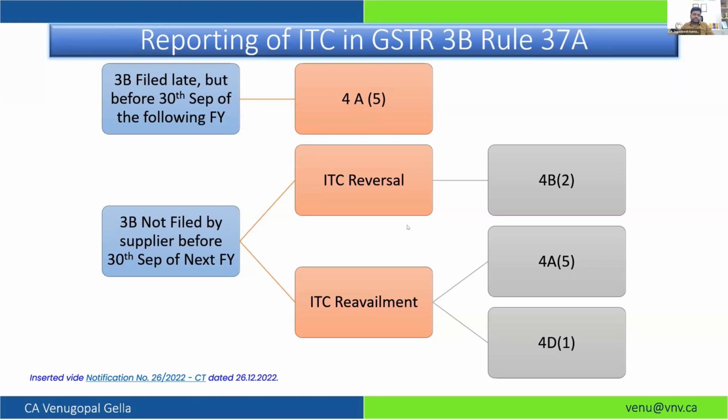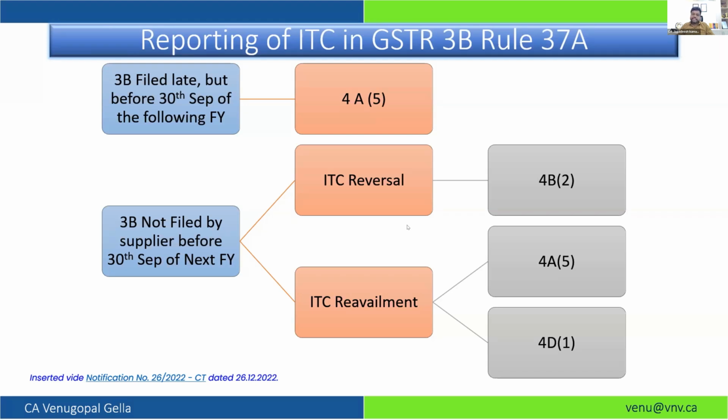Now in the second case, he has not filed his 3B before 30th September. He has filed his 3B in December of the following year. In that case, I need to reverse my ITC. So where do I have to report that? I will take it in the 4A5 because it is reflecting in my 2B, and will reverse it in the 4B2. That is the temporary reversal.